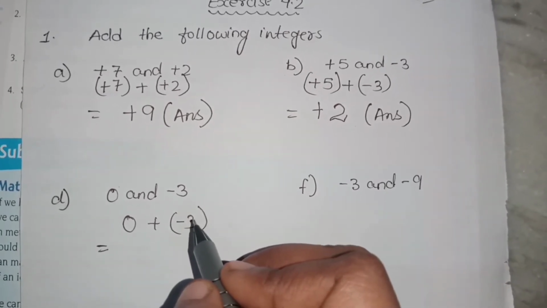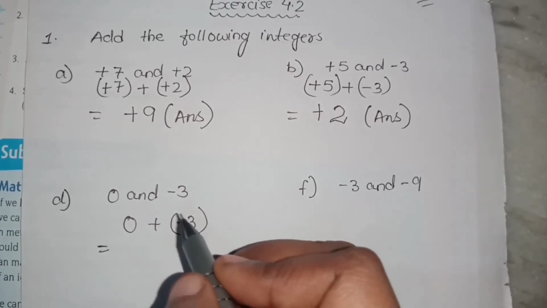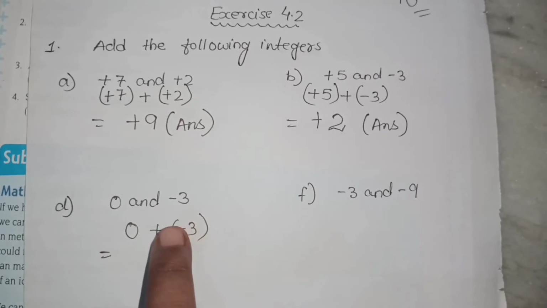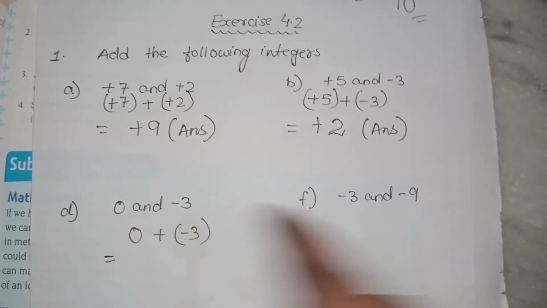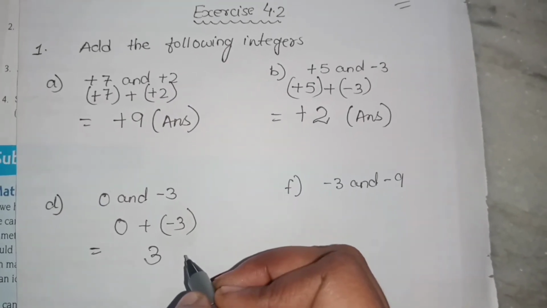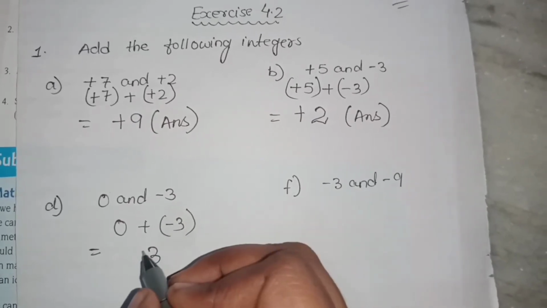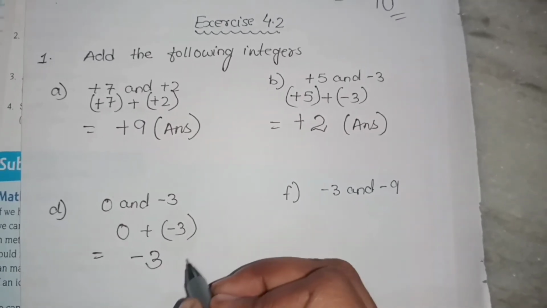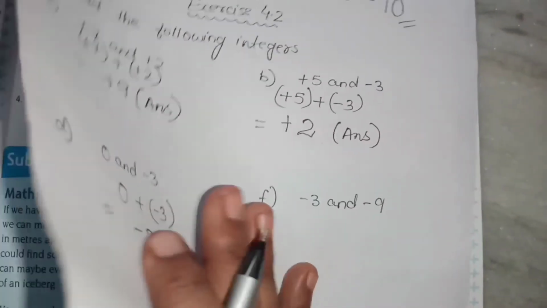So what will we do? We will subtract this. If I cover this minus sign, what is it? 3. So 3 minus 0 will be what? 3 only. And which sign will we put? We will put the sign of minus. Okay, so this is your answer. Now F.